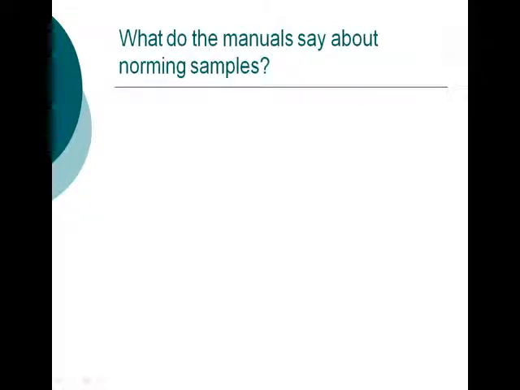So this is where we would ordinarily in class start to divide it up. So what do the manuals say about the norming samples? What I would do is ask one group to take the PPVT-4 and using those questions we just had the slide before, dig out validity, reliability, and the norming sample descriptions, right?